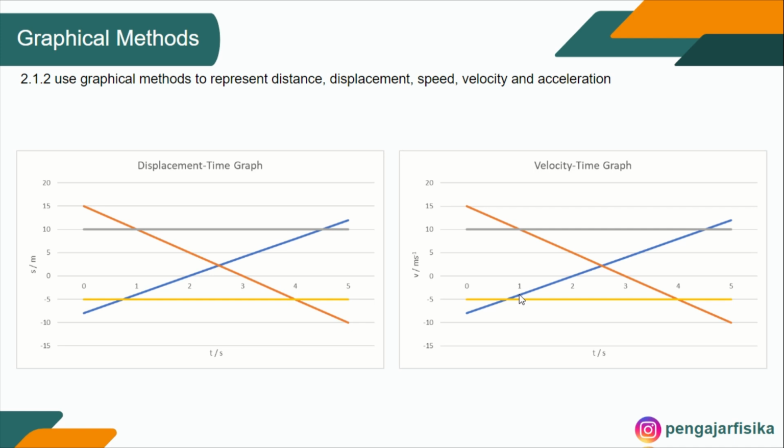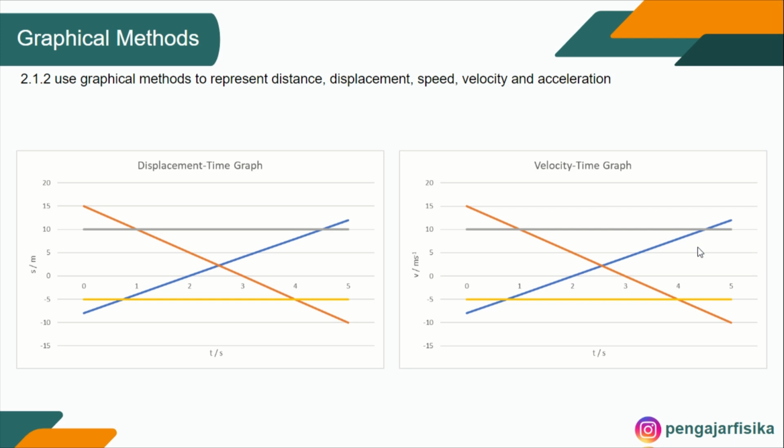It shows that for the first 2 seconds, for the blue one, the object is moving to the left with deceleration. After 2 seconds, what happened to the object? Now the velocity is positive. It shows that the object is moving to the right, and the value is increasing from 0 to around 12. So after 2 seconds, the object is moving to the right with acceleration.